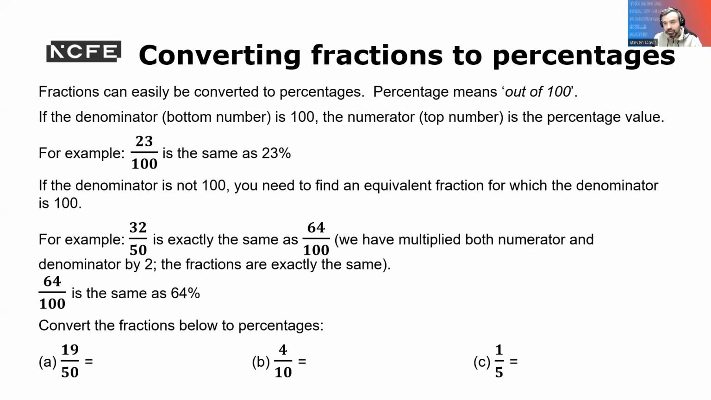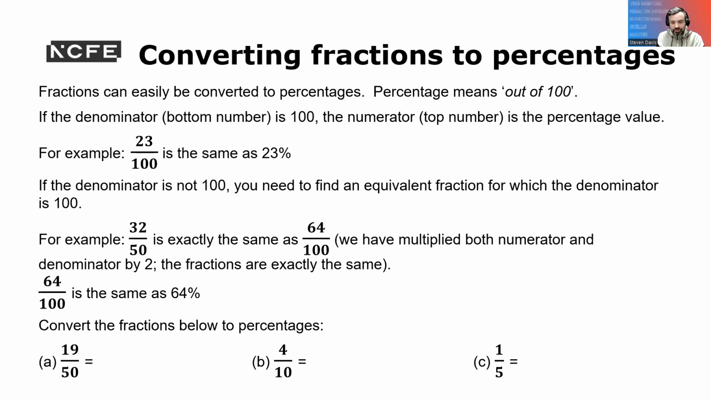Fractions can easily be converted to percentages. Percentage means out of 100. If the denominator, the bottom number, is 100, and the numerator, top number, is the percentage value, for example, 23/100 is the same as 23%. If the denominator is not 100, then you need to find the equivalent fraction for which the denominator is 100. For example, 32/50 is exactly the same as 64 over 100. We've multiplied both the numerator and the denominator by 2. The fractions are exactly the same. So all we've done is doubled it up to get that 100. So therefore, it's the same as 64%.